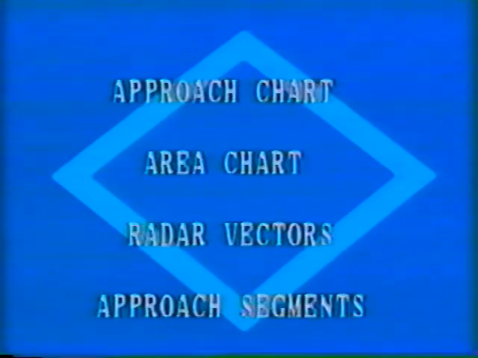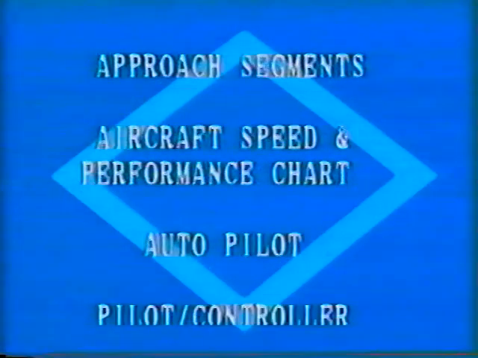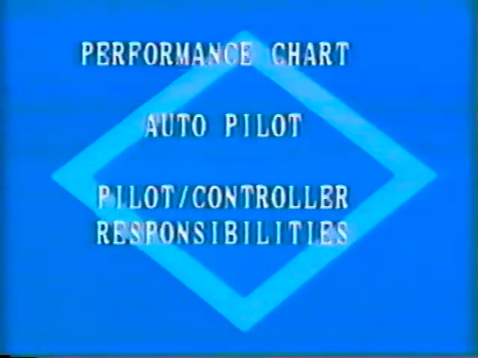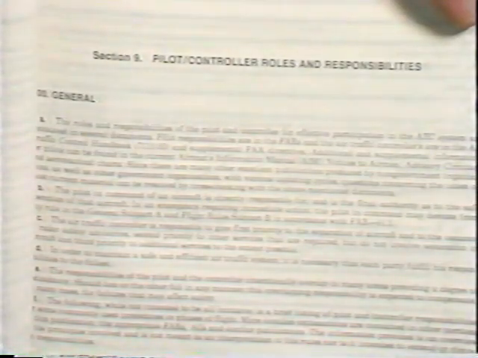And we're now within range and we can begin preparing for the approach into Palomar. Now, incidentally, Jack, in this briefing for the approach, we're going to cover such things as the approach chart, the area chart, the radar vectors, the approach segments, aircraft speed and performance chart, the use of the autopilot on the approach, and the pilot controller responsibilities. Incidentally, these pilot controller responsibilities are quite important to understand by both the controller and the pilot, and you can find that section in the AIM. It'd be a good idea to review that.